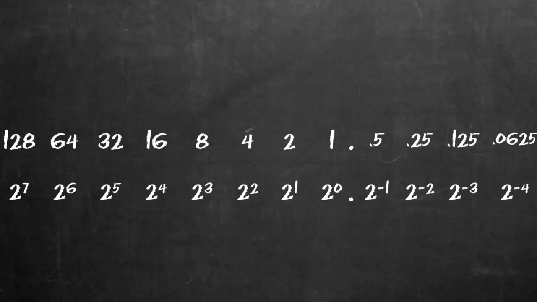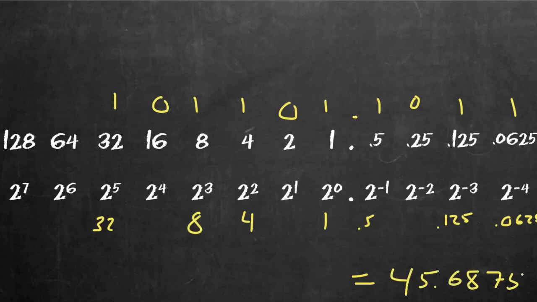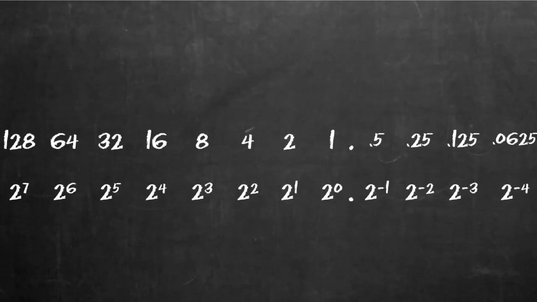Going back to our example, let's convert 101101.1011 into decimal. Okay, now to convert this, we just need to do the same thing as before, which is add up all the values that correspond to the number 1. And in this case, it would be 32 plus 8 plus 4 plus 1 plus 0.5 plus 0.125 plus 0.0625, which equals 45.6875.